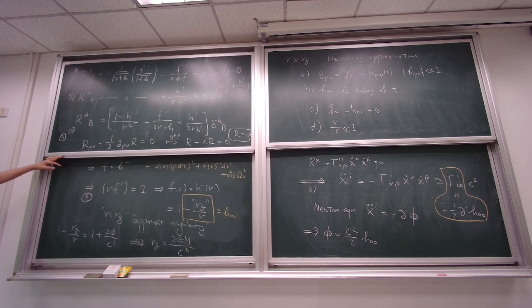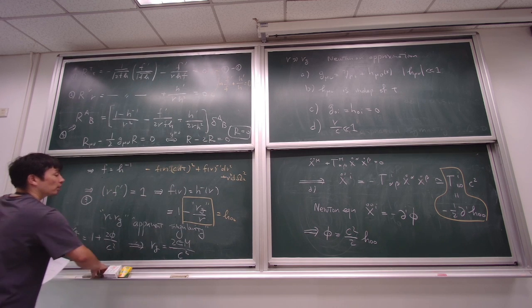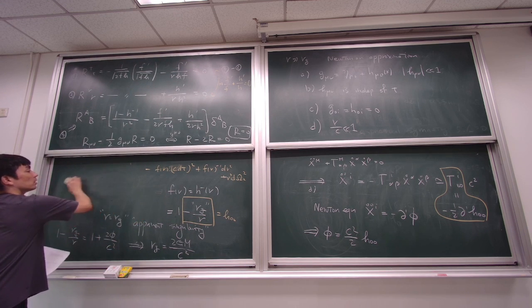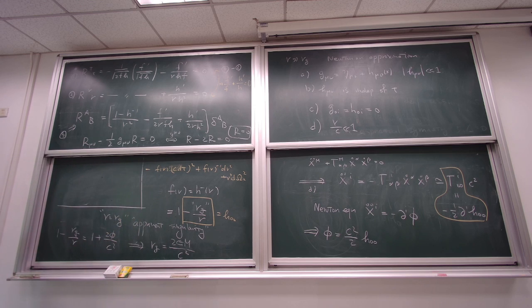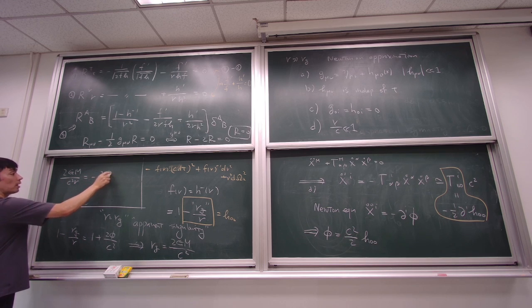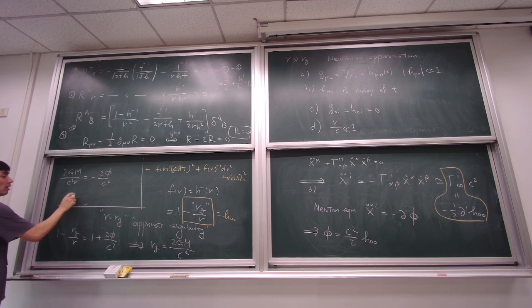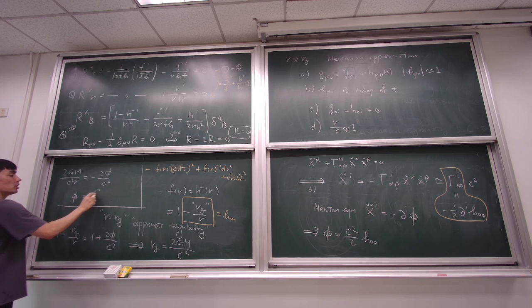I personally don't want to erase this one, so let me erase around here. If you plug this one into here, 2GM over c squared r is equal to minus 2 phi over c squared. Therefore, phi is equal to minus GM over r.